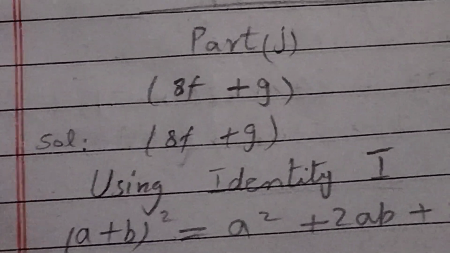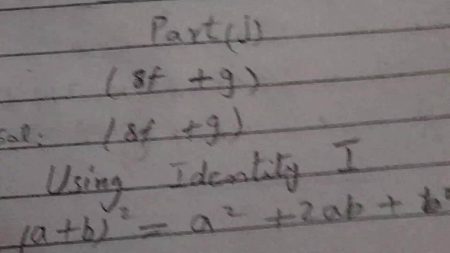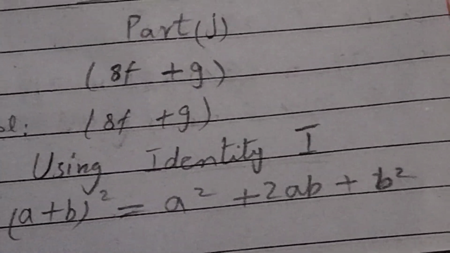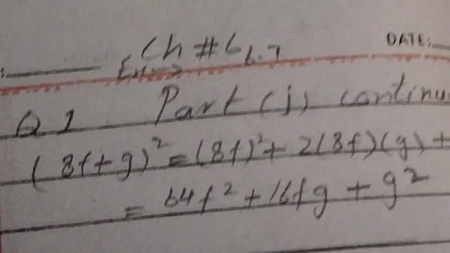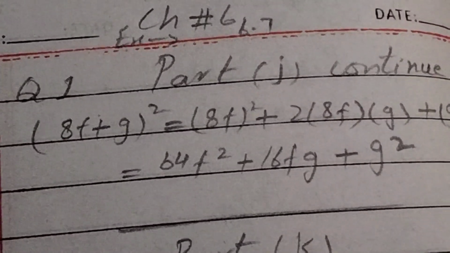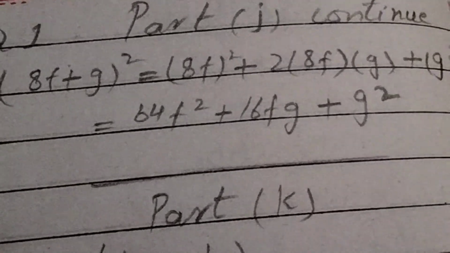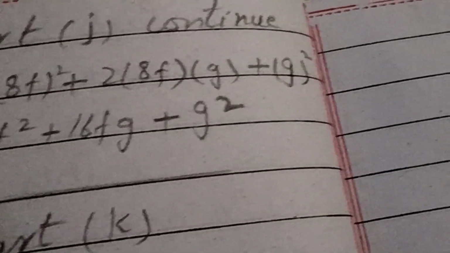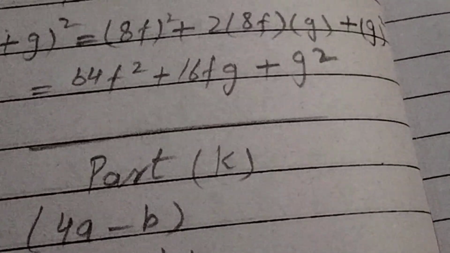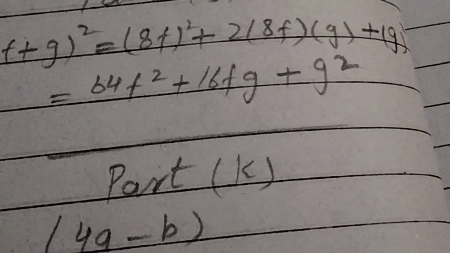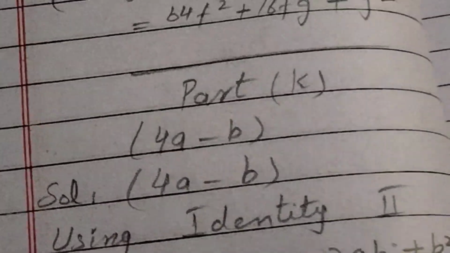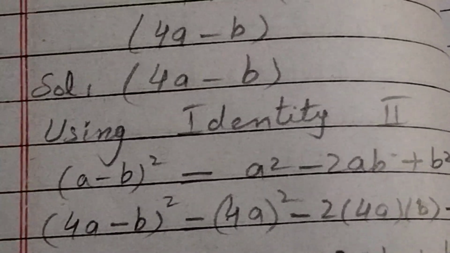Part J, 8f plus g, using identity number 1, a plus b square is equal to a square plus 2ab plus b square, and this is the solution of the next part. 8f plus g whole square is equal to 8f square plus 2 times 8f times the second value g plus g square. So after multiplication we get 64f square, because 64 is the square of 8, and 2 times 8 is 16fg, and g square.